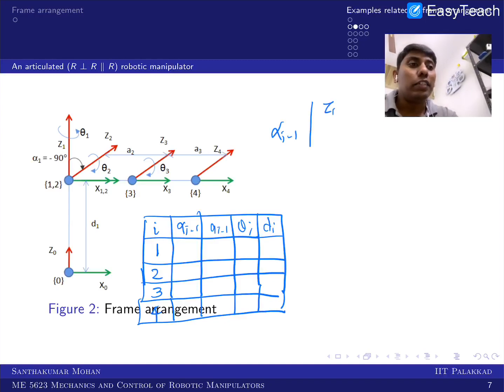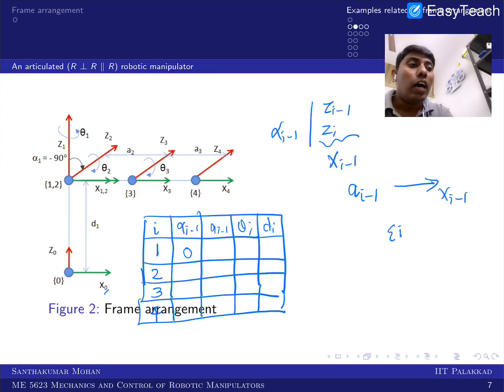So the angle between z(i-1) and z(i) is measured about x(i-1). In the sense of x1, first you see x0 and you rotate z1, or you can say z0 is parallel to z1. These two are already parallel, so there is no rotation. And a(i-1) is realized on the x(i-1) axis, where the distance from frame i-1 to i, right? So 0 and 1 are apart, but along x0 there is no distance, so 0.